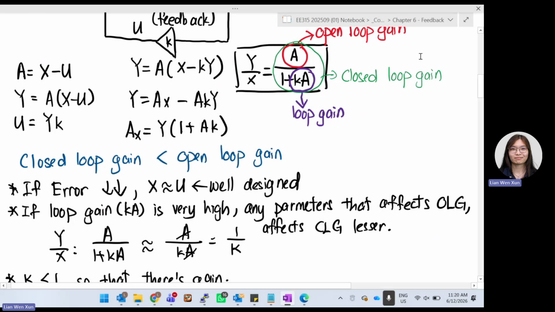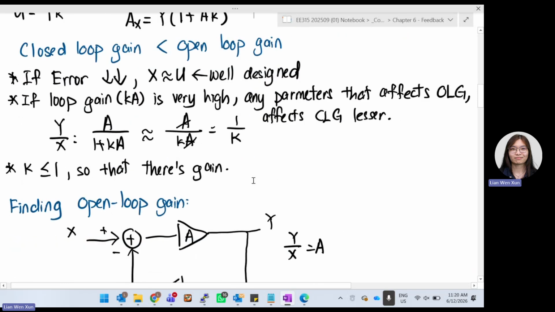So we can observe a few things. I just copy this A divided by 1 plus Ka down there. So we will see from here. If our error reduces a lot, if our error is very, very small, it means that our X is very close to U, then it is a well-designed system. The second thing that we can observe is if our loop gain Ka is very, very high. Basically, we can ignore the 1 plus already. So we are left with A over Ka. Then we can cancel out the A. So our gain is basically 1 over K.